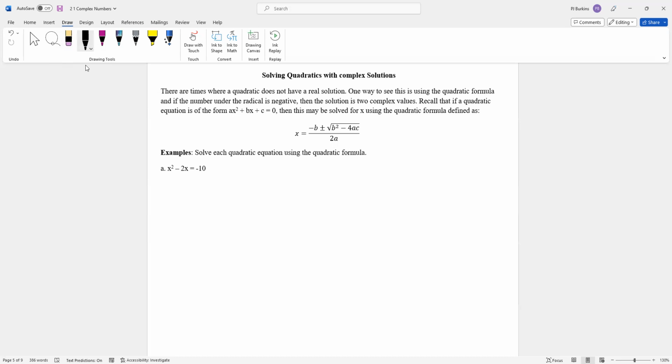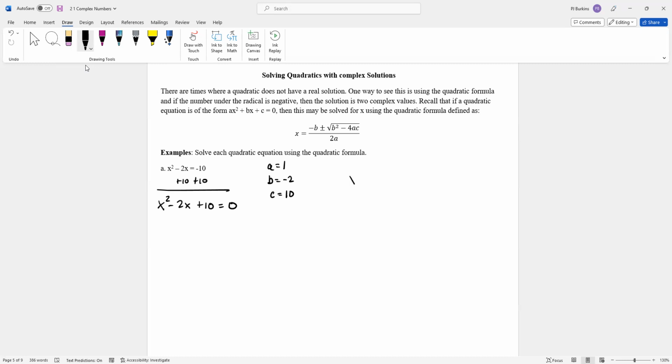First thing I have to do is get it in that form where it equals 0. So I need to add 10 to both sides, which gives me this. Then I can pick off a, b, and c. A is the coefficient on x squared. That's 1. B is the coefficient on x. That's -2. C is the constant term at the end. That's +10.